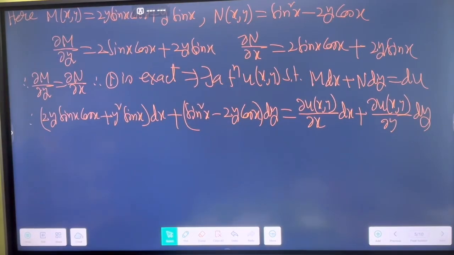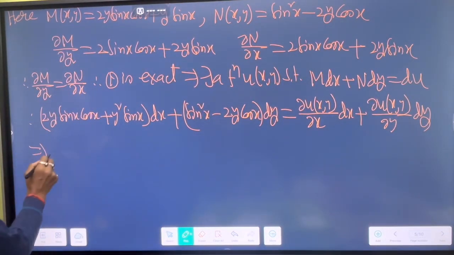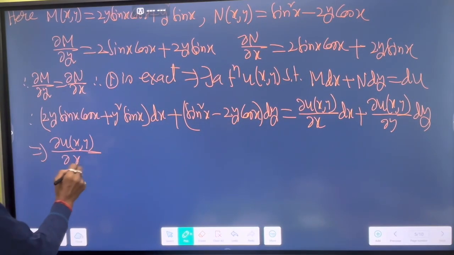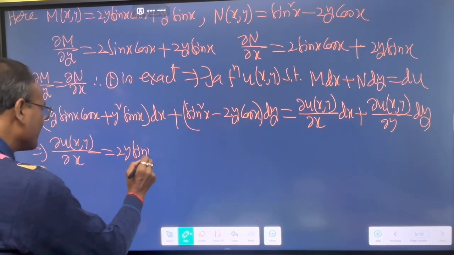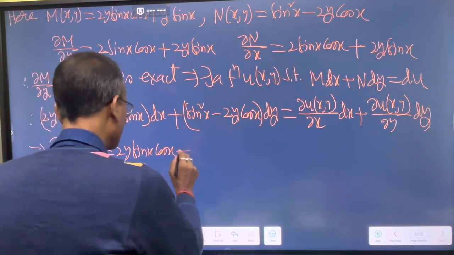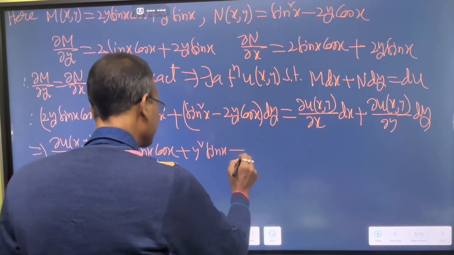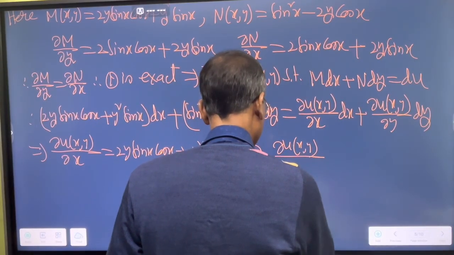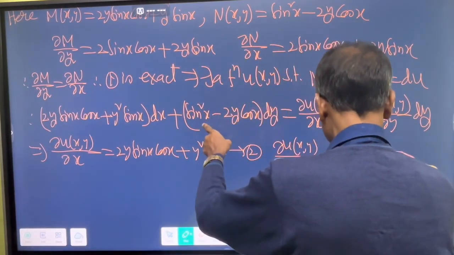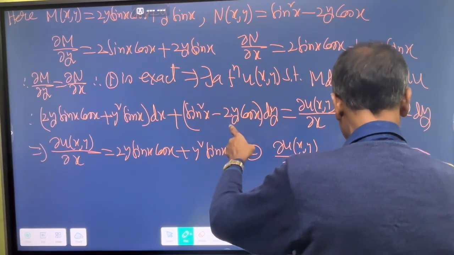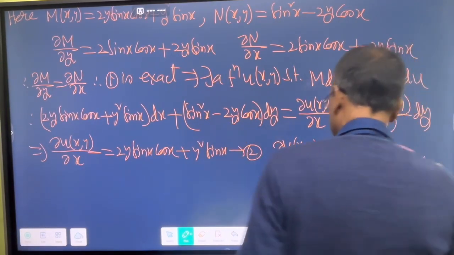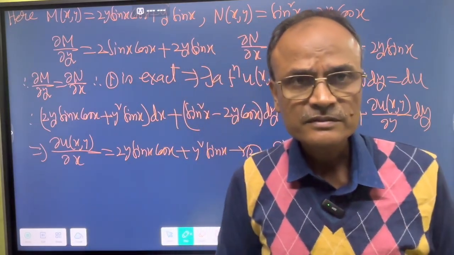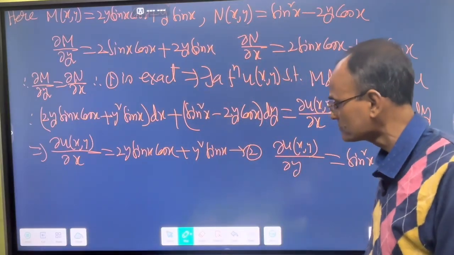This means that ∂u/∂x equal to 2y sin x cos x plus y² sin x. This is number 2. And ∂u/∂y equal to this one, sin²x minus 2 cos x. Therefore, this will be equal to cos x.